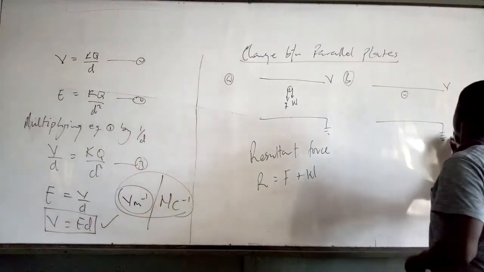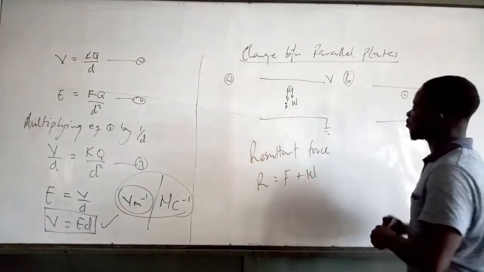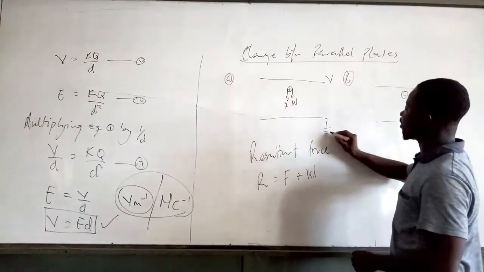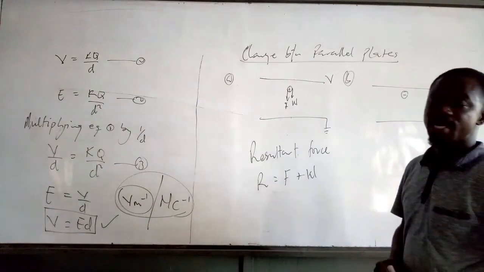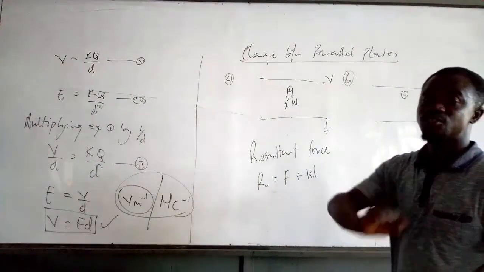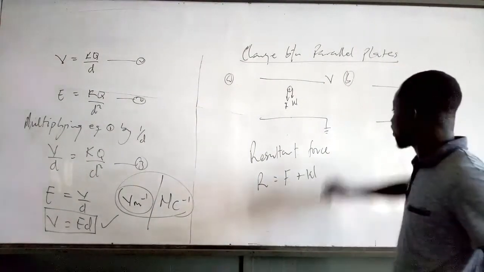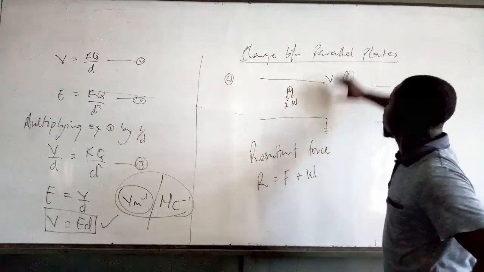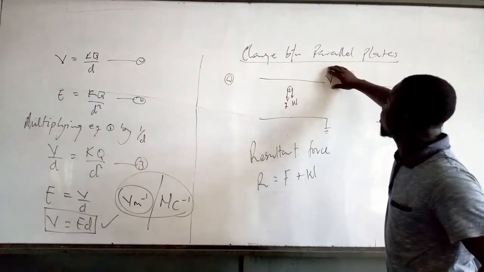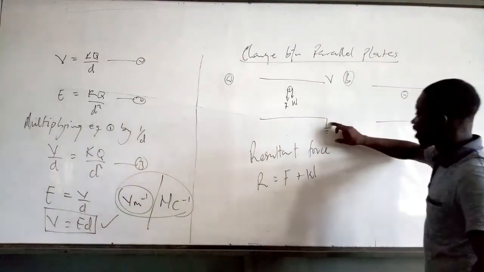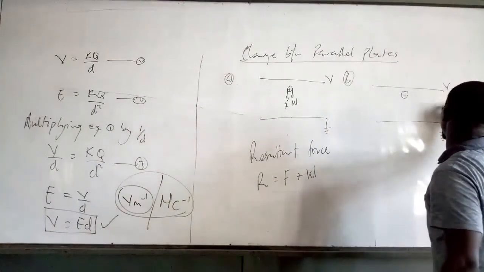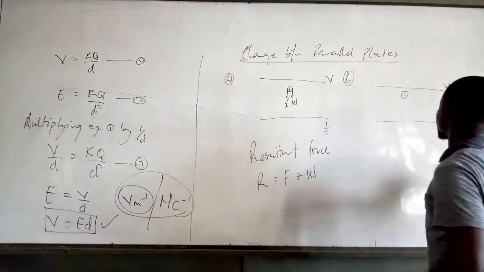You know, the earthing of the down plate leaves the down plate with no potential. Anybody which is earthed has zero electric potential, right? So the electric potential here is zero. The electric potential here is maximum. What that means is that the potential difference between the two plates is the potential here, right? That's why we earth this one.